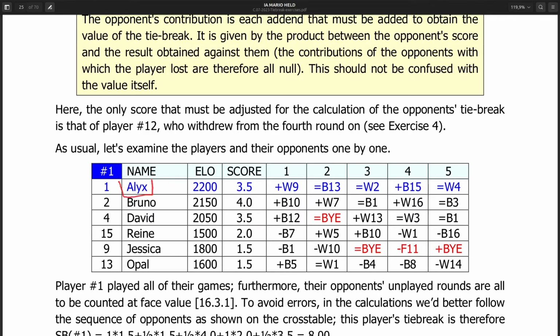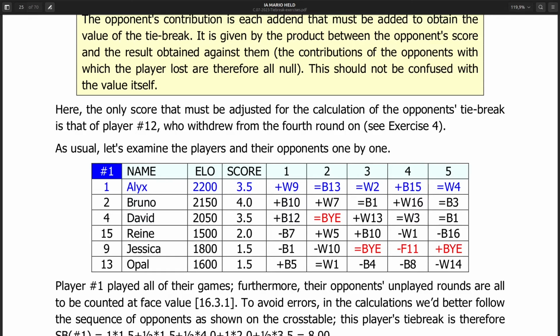To calculate Alex's Berger, as an example, we won against player number 9, who scored 1.5. So 1.5. We draw, so just half of the points of player 13, who got 1.5. So 0.75. We draw again against player number 2, who got 4 points. So half of that is 2. We won against player number 15, who got 2 points. So 2. And draw, so half of the points of player number 4, 3.5. Half of that is 1.75. That sums up to 8.